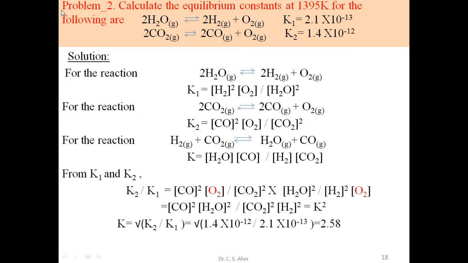See the next example. Calculate the equilibrium constant at 1395 Kelvin for the following. So here two reactions are given. Water molecule in gaseous phase, or vapor phase, gives hydrogen and oxygen gas. Carbon dioxide in gaseous form is converted into carbon monoxide and oxygen. For the first reaction the K1 value is given as 2.1 times 10 raised to minus 13. For the second reaction the K2 value is given as 1.4 times 10 raised to minus 12. So we have to calculate the equilibrium constant.